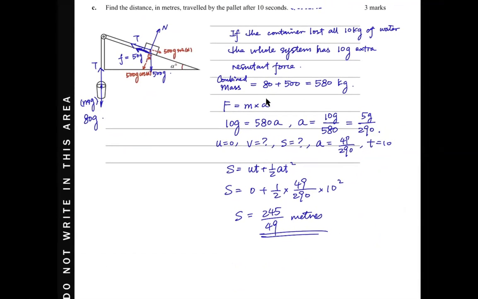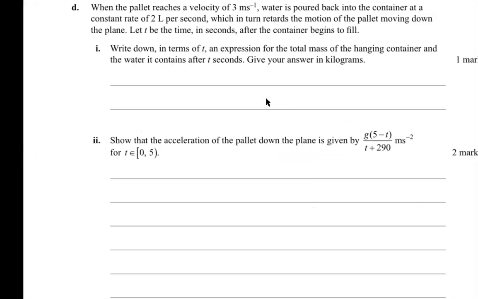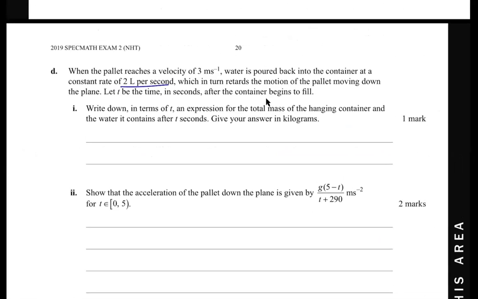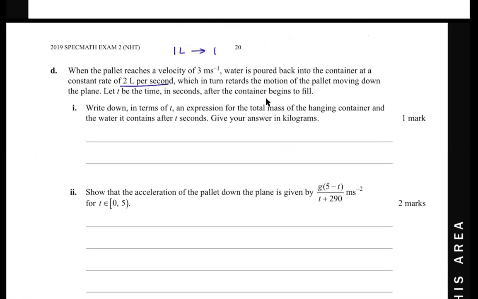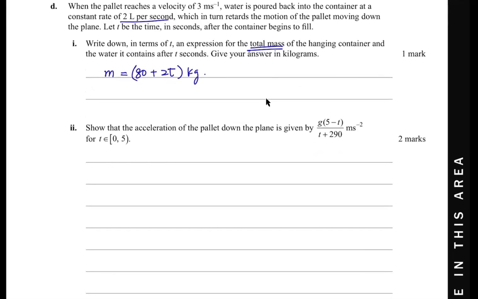Right, let's move on. When the pallet reaches a velocity of 3 meters per second, water is poured back into the container at a constant rate, 2 liters per second. So 1 liter of water means 1 kilogram. That means 1 G newtons, okay? And our mass is 80 plus 2T. So that's it, kilograms. Then we want to show the acceleration of the pallet down the plane. Down the plane is given by this guy here.